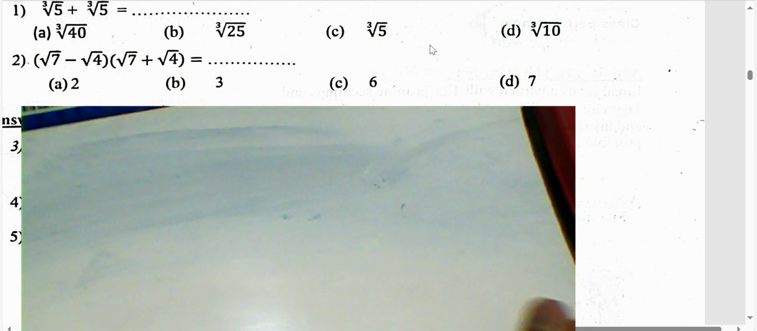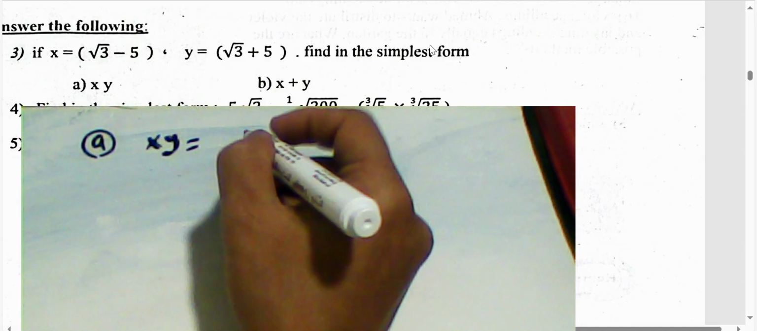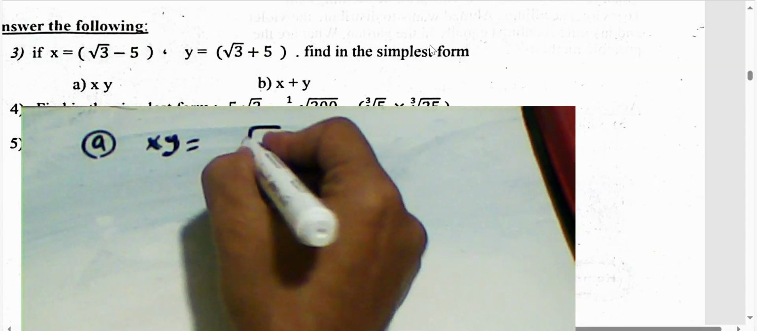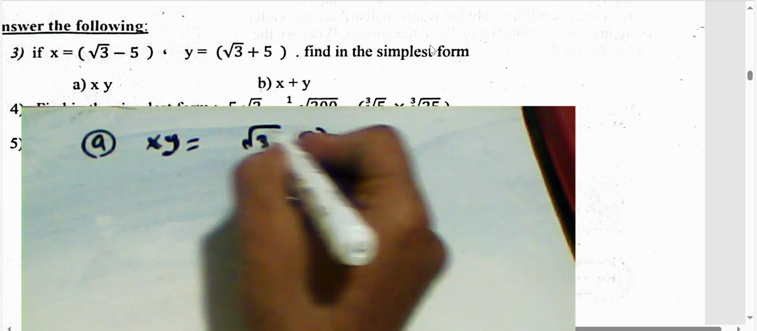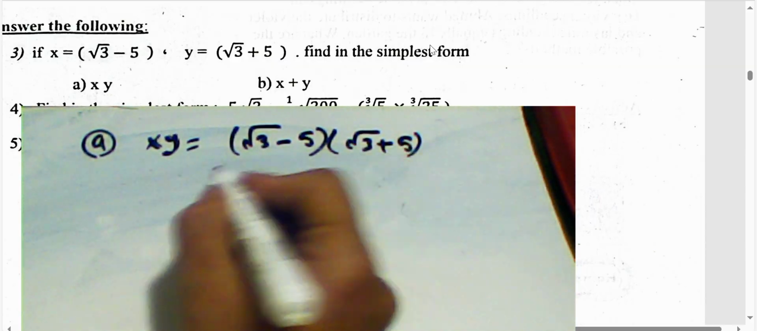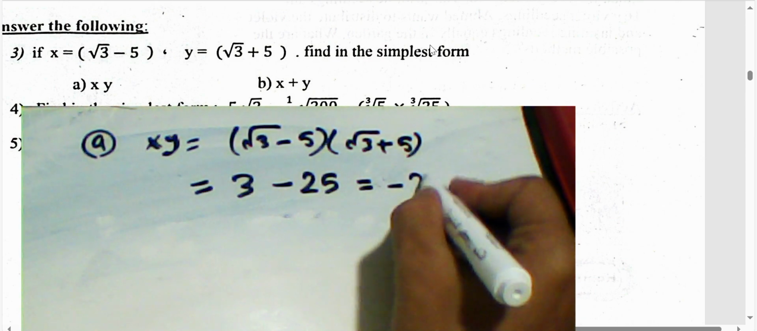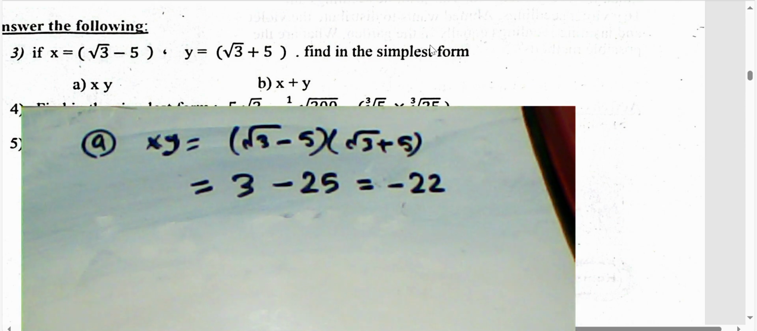Next example. We have x and y. He wants to find the value of xy and x plus y. Letter A, we have x product by y. X here is root 3 minus 5, product by root 3 plus 5. First by first and second by second. The result will be negative 22. See letter A. Letter B, x plus y.